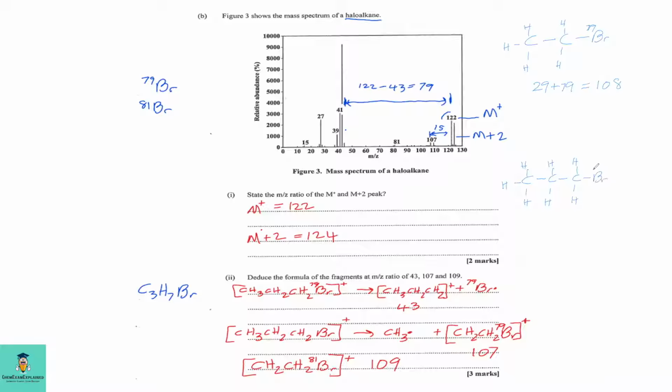Add back your Br 79. Now we're going to add up all of this to see if we get 122, to identify the type of haloalkane that we have. So 3 times 12, 36, plus 7. So this section is 43 right here. And if you add 79, you get 122. So this becomes our M+ peak, which is the parent ion or the molecular ion peak.